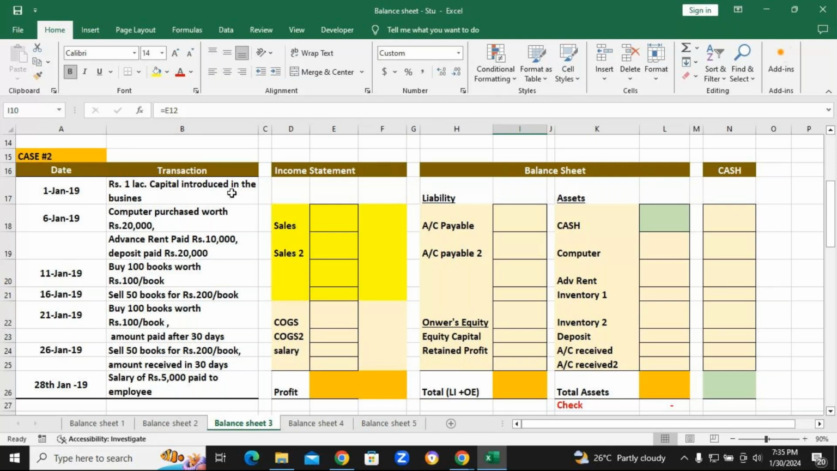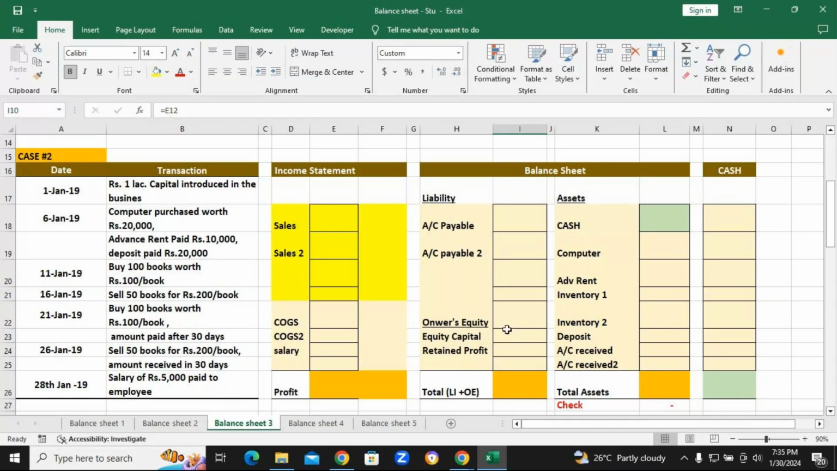On 26th Jan, I have sold 50 books at the rate of 200 rupees per book. And I am going to receive this amount after 30 days. So in one purchase and one sale, I'm clearing the amount and receiving the amount. In the second purchase and sale, both the things I am yet to do. I have not yet cleared the second purchase amount and not received the second sales amount. And on 28th Jan, salary of rupees 5,000 has been paid to the employees. Okay, this is the case.